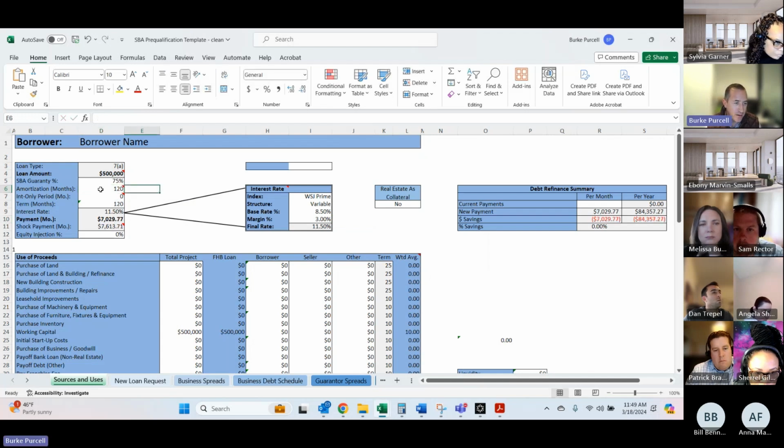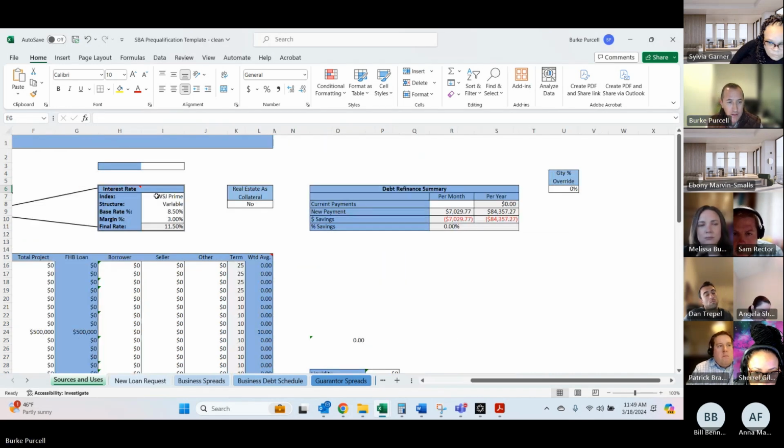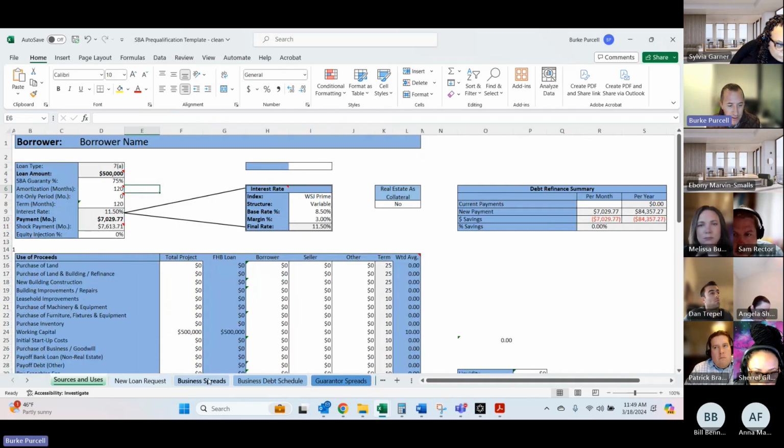Make sure you save your template, the one that you use. I have this stored on my computer. You should as well, and make sure you don't have the auto save on. But yeah, great catch. 120 months is correct. The only time it's 300 is if there's commercial real estate involved. So thank you, Bill. Appreciate that.